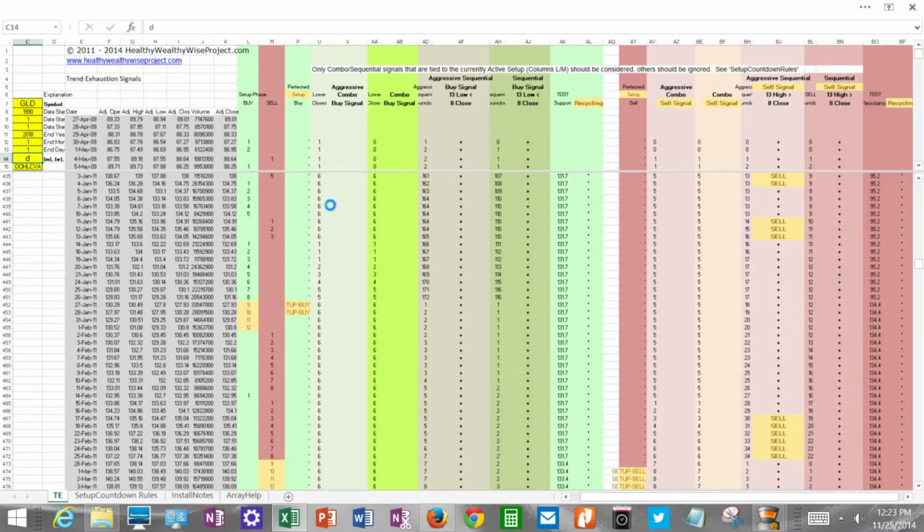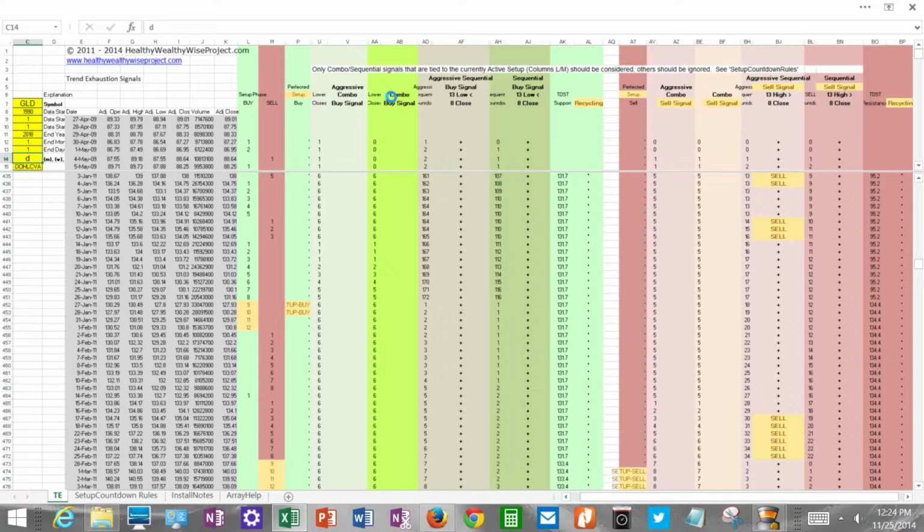The indicators are setup, combo, and sequential. The buy indicators are in green, and the sell indicators are in red. Setup buys are shown in column L. Perfected buys are in column P, that's the signal. Perfected sell setups are in column AT, such as that example right here. Right now we're looking at the gold ETF GLD on a daily time frame, looking at some buys and sells.